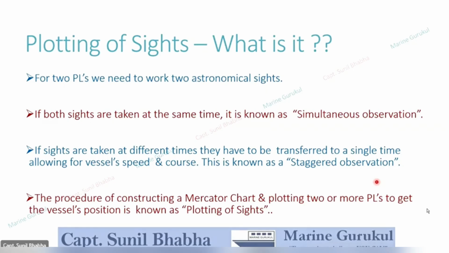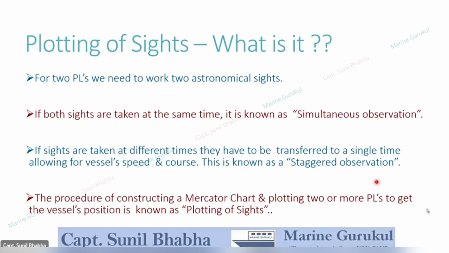So how do we get our position now? We have to construct a small part of the Mercator chart on our answer sheet. It can be done on a plain paper, or sometimes they provide us with a graph paper. The graph paper gives us a little bit of advantage. It has parallel lines and perpendicular lines, which we can use to draw our latitudes and longitudes. Otherwise the procedure can be done on plain paper as well as on graph paper.